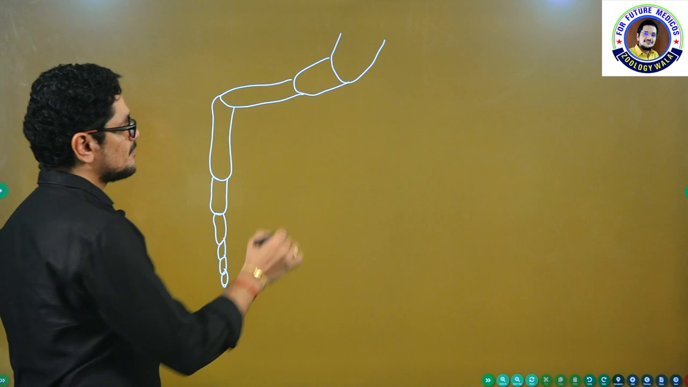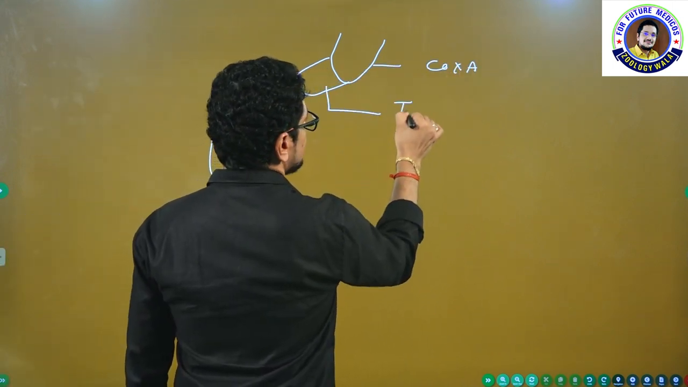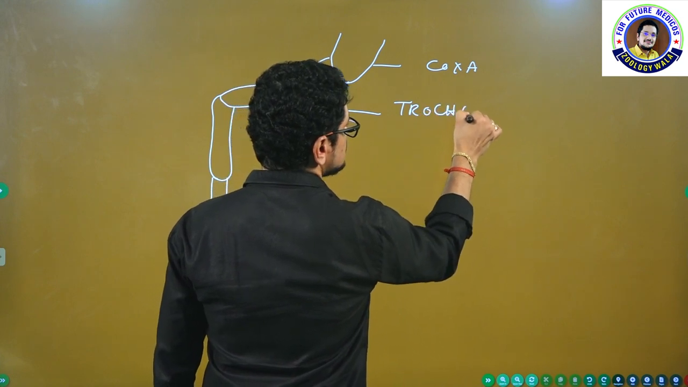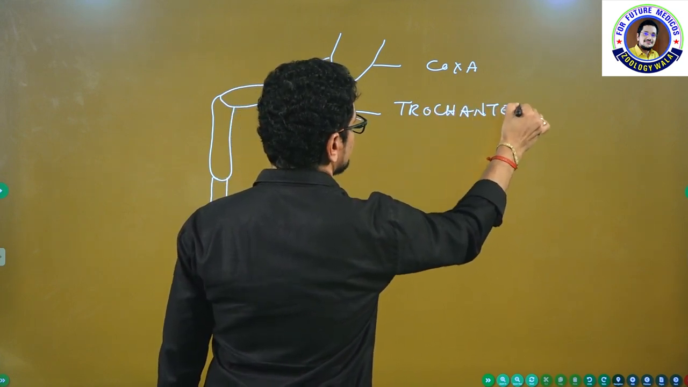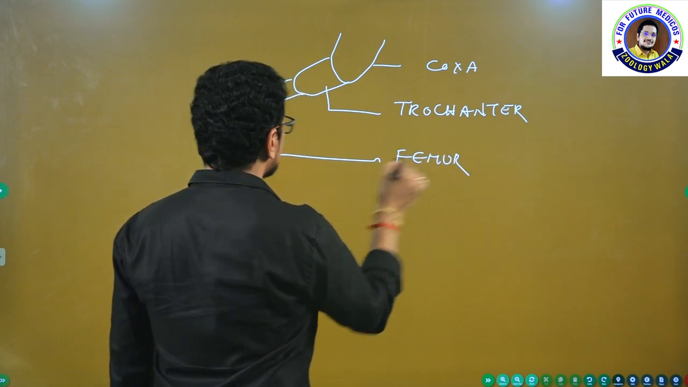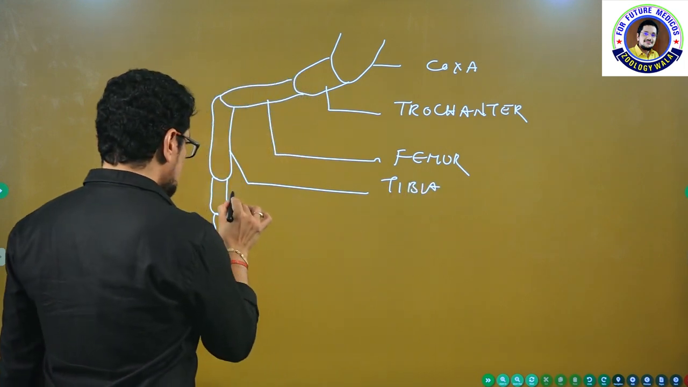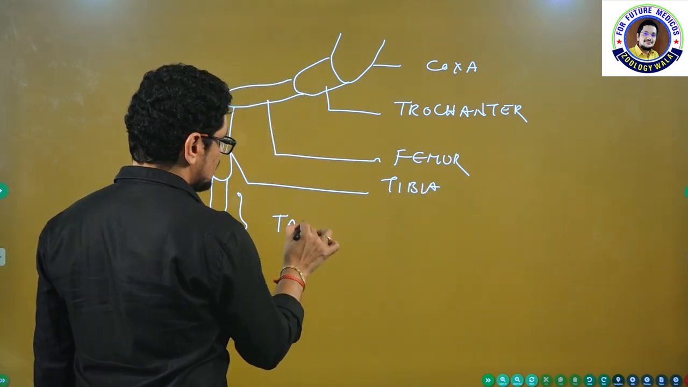1, 2, 3, 4, 5. Tarsus. So, this is the first part of the leg, called coxa. This is the second one, called trochanter. And this one is called femur, F-E-M-U-R. And this one is tibia, T-I-B-I-A. And these are tarsus.